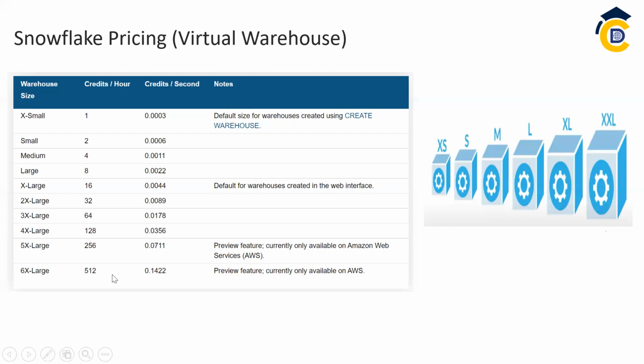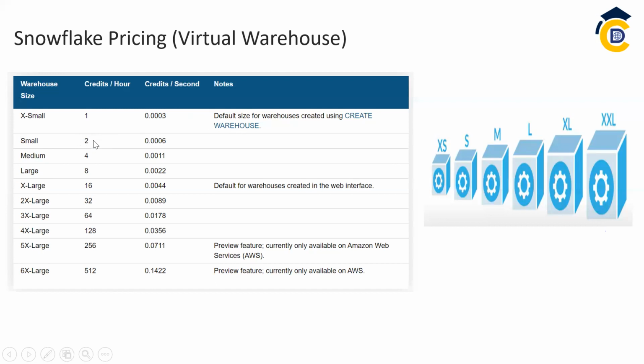Abdul, sorry to interrupt. Even if I have 2 nodes inside my virtual warehouse, for example a small one, if my query uses only 1 node, I'll be paying the same amount? It's based on the warehouse and not the node? Yeah, it's based on the warehouse. Irrespective of how many nodes are being used, I should pay the same amount for the warehouse. Yes.